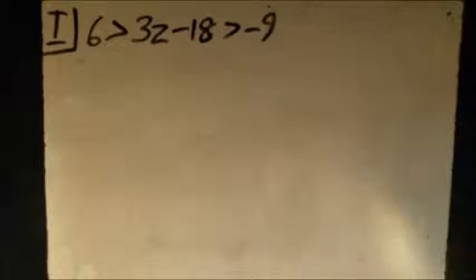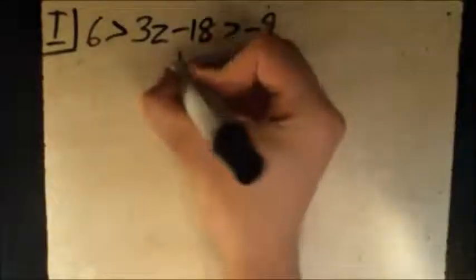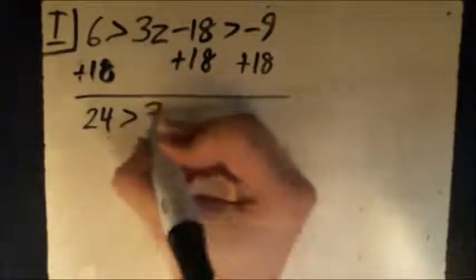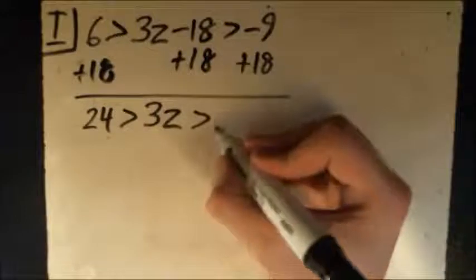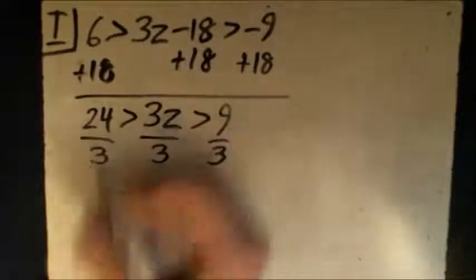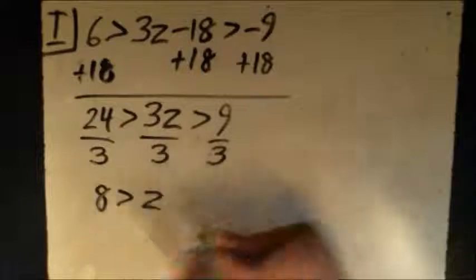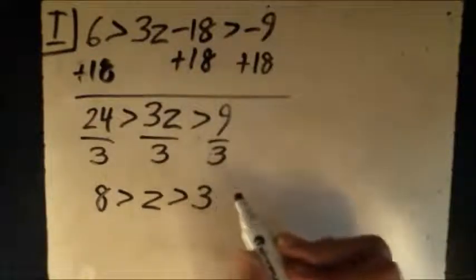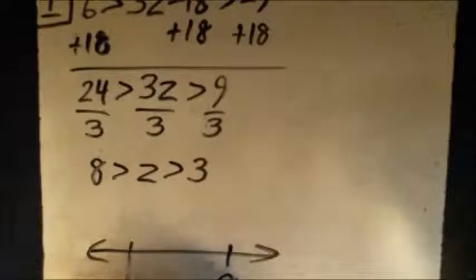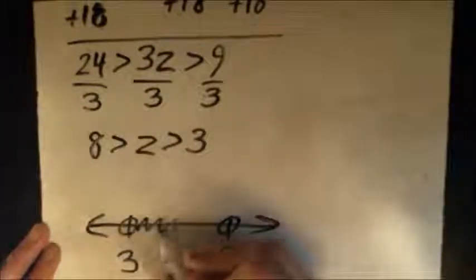Alright, so for I, we've got 6 is greater than 3z minus 18, which is greater than negative 9. So I've got to add 18 to all three sides. So 6 plus 18 is 24, which is greater than 3z, which is greater than negative 9 plus 18, which would be positive 9. And then I've got to divide all three sides by 3. So 24 divided by 3 would be 8, which is greater than z, which is greater than 3. So when I graph this, I've got 8 and 3. Both of them are open circles, and I'm going to shade in between.